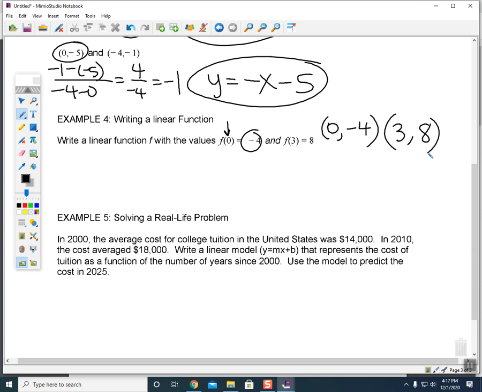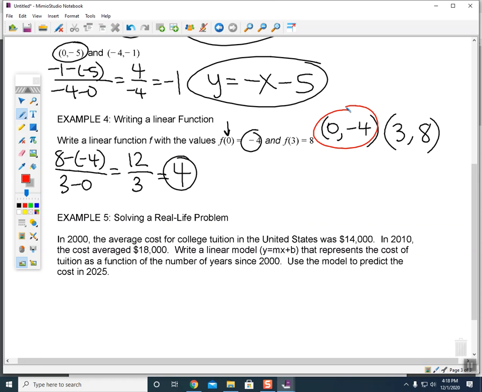Okay, that's it. So now I'm just going to do the same thing that I've done before. So I'll have 8 minus -4 over 3 minus 0. So 8 minus -4 is 12. 3 minus 0 is just 3. Slope of this graph is 4. And remember, my y-intercept happens when x is 0. So my y-intercept is over here at -4. So my equation for this line is going to be y equals 4x minus 4. And I'm done. Okay.